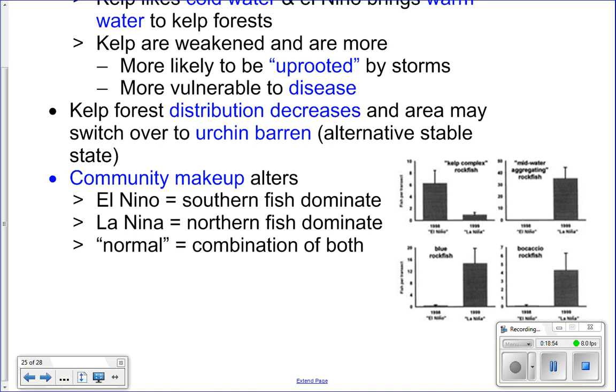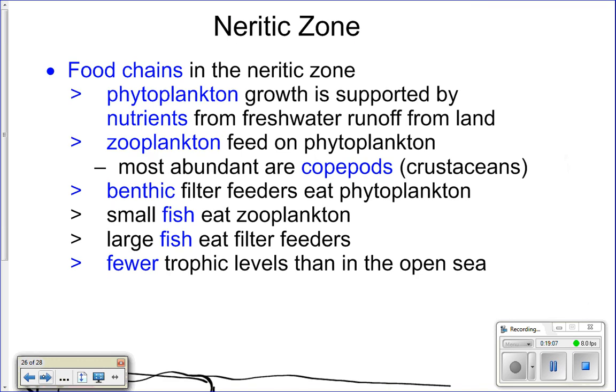And in that case, you get northern fish that come down and kind of push out the southern fish. So the actual makeup of the community will alter depending on the temperature of the water, which is kind of interesting. So, okay, so that's the types of things that you'd find in the hard bottom substrates in the coastal ocean, right?